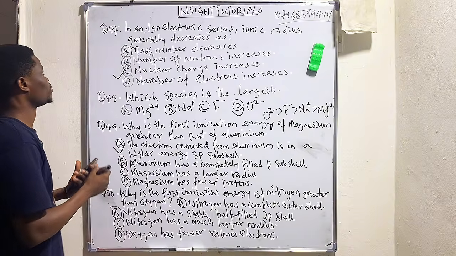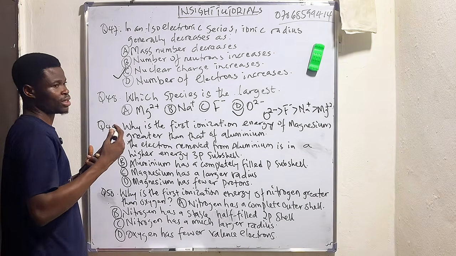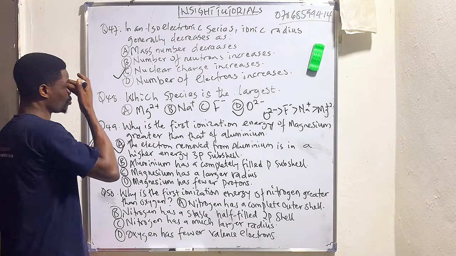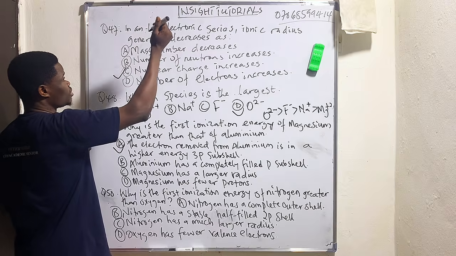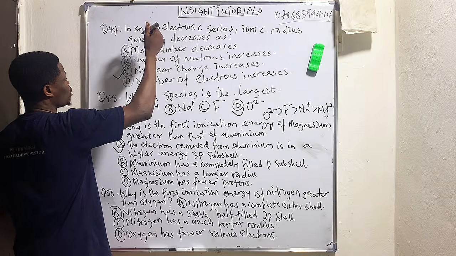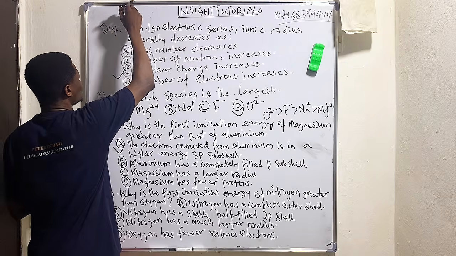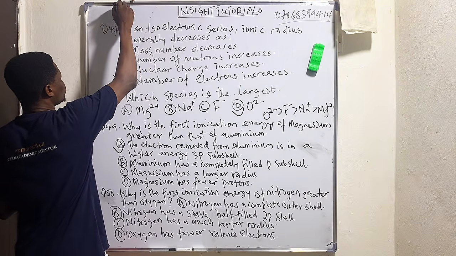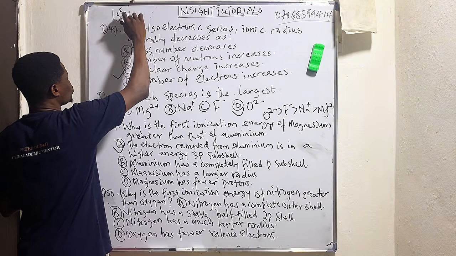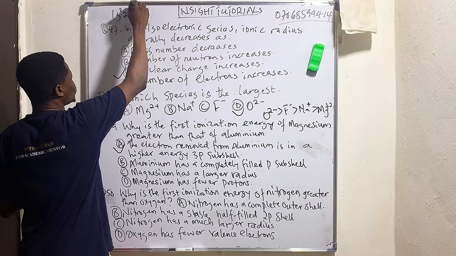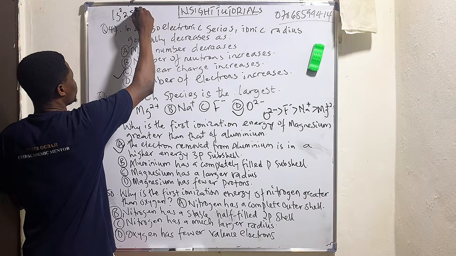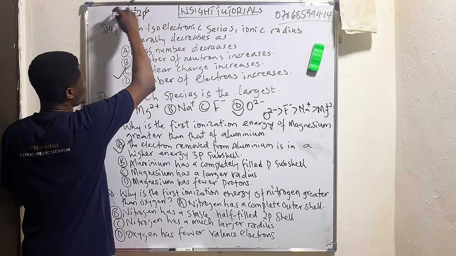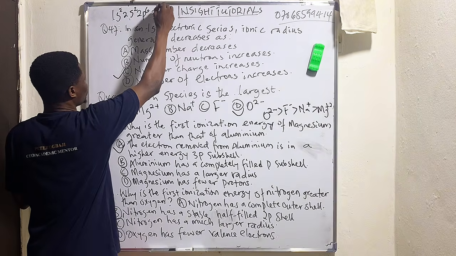Reason being that if you're writing the electronic configuration of magnesium, because it's in group 2, period 3, it's going to end with 1s2 2s2 2p6, this is 10, and then 3s2.